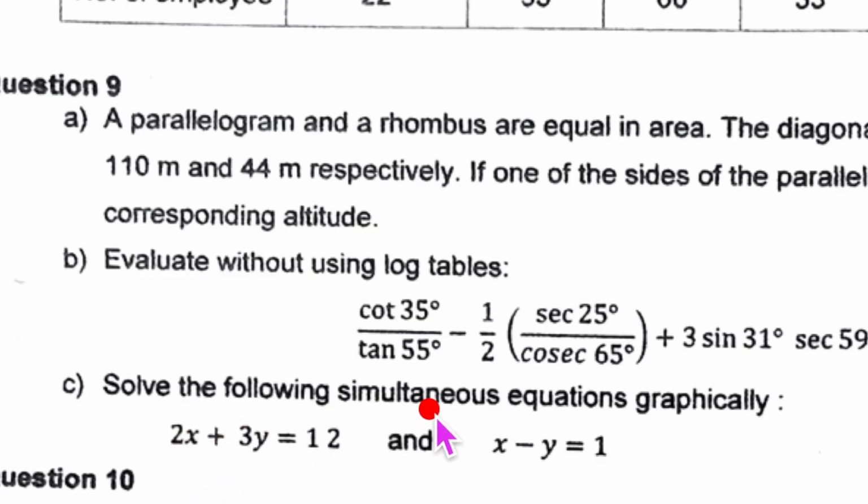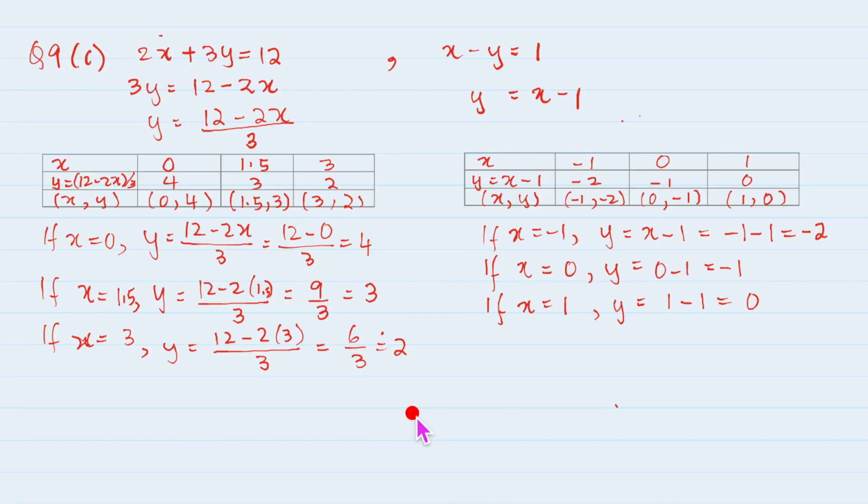9C, solve the following simultaneous equations graphically, and 2 equations are given. Now we need the graph paper for this, yes, and we need to find the values of x and y. So I have made the table. Let's look at the table. Here is the table. Okay, so this was our first equation, 2x plus 3y equal to 12, and this is your second equation, x minus y equal to 1. Now this one will be easier for you to write.